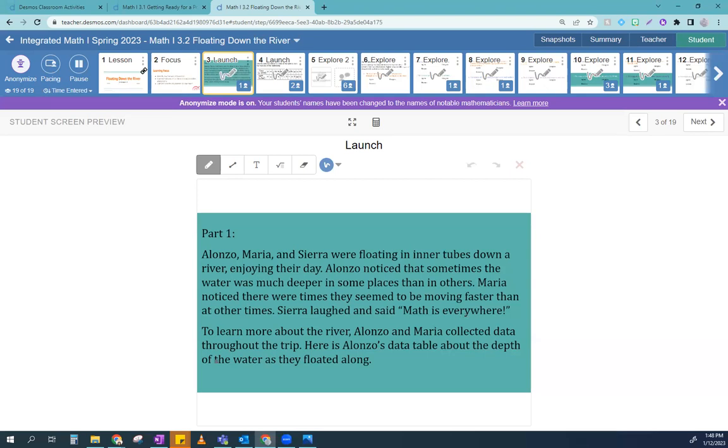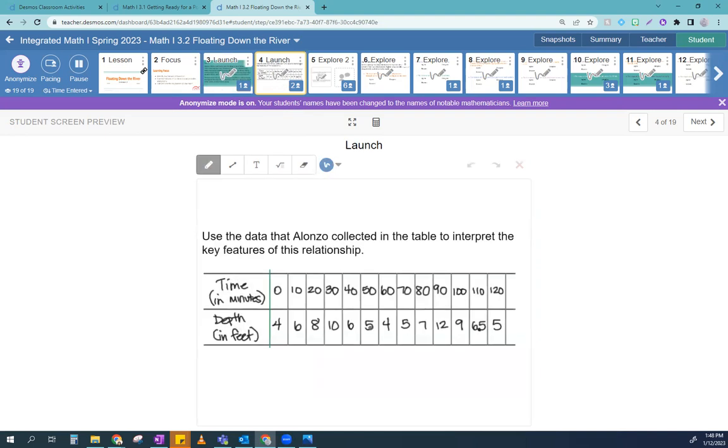Okay. So to learn more about the river, Alonzo and Maria collected data throughout their trip. Here is Alonzo's data table about the depths of the water as they floated along. And I know you guys are thinking, how are they writing this all down? Because they're in the water, they don't have pencil and paper. What are they doing? I don't know, I have no idea. Maybe they tried to remember it.